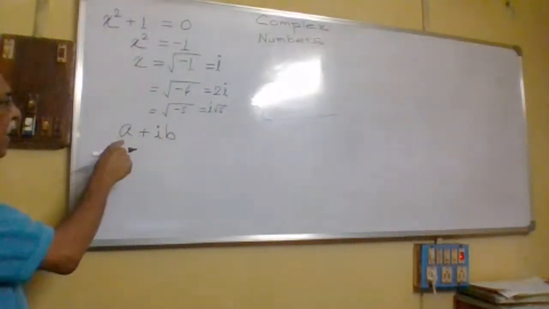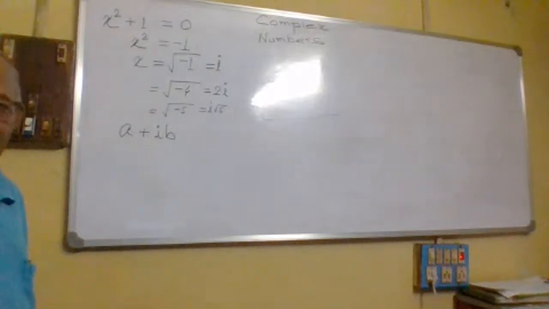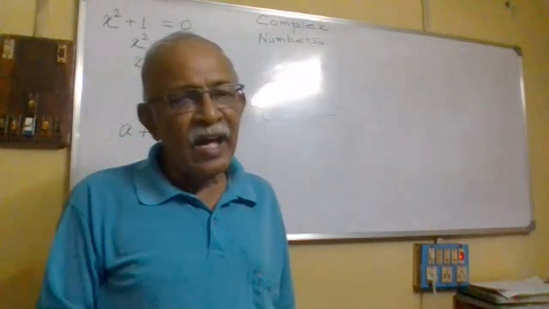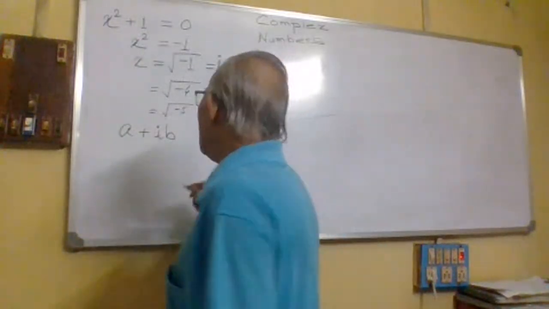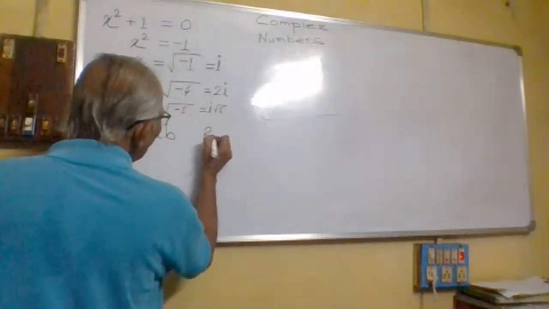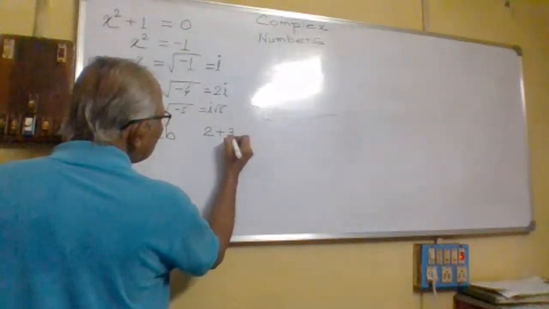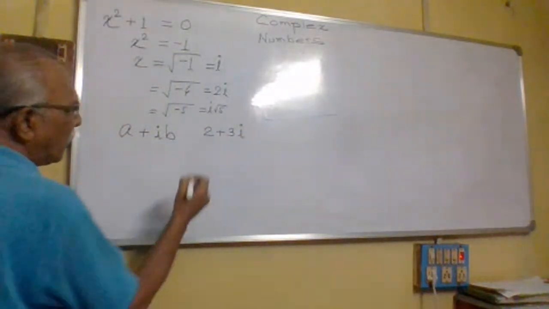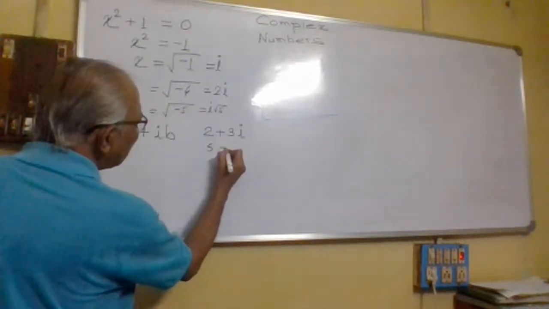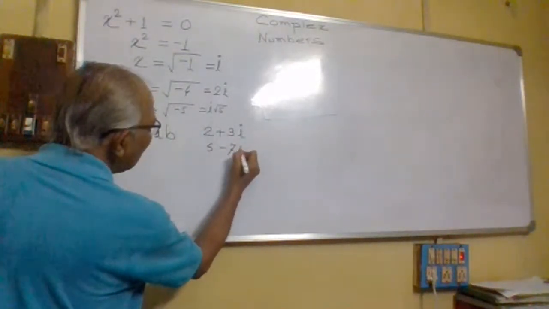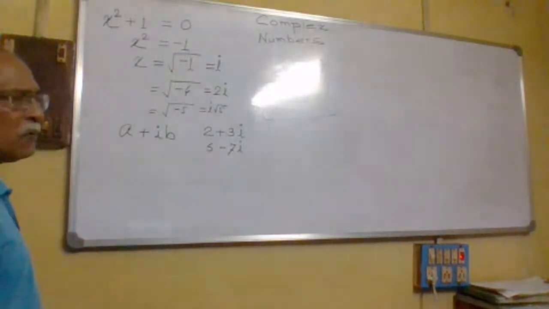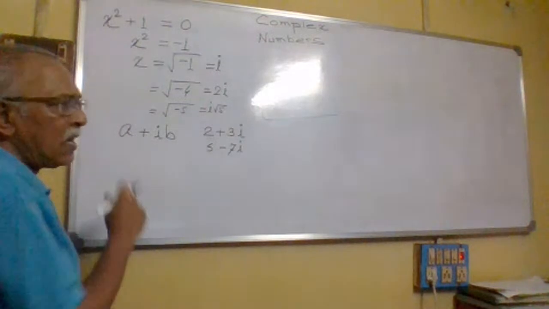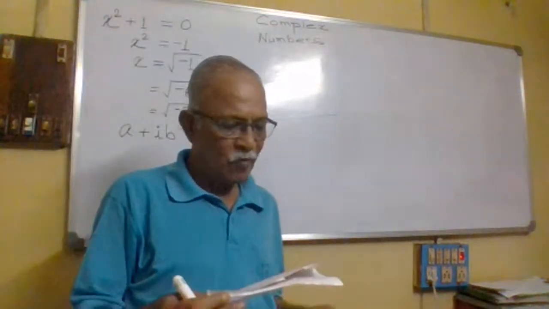Now we can say that a complex number is generally expressed as a plus ib. Here a and b are real numbers. Suppose we are writing 2 plus 3i. Here 2 and 3 are real numbers. 5 minus 7i, 5 and minus 7 are real numbers. So the general expression is a plus ib.